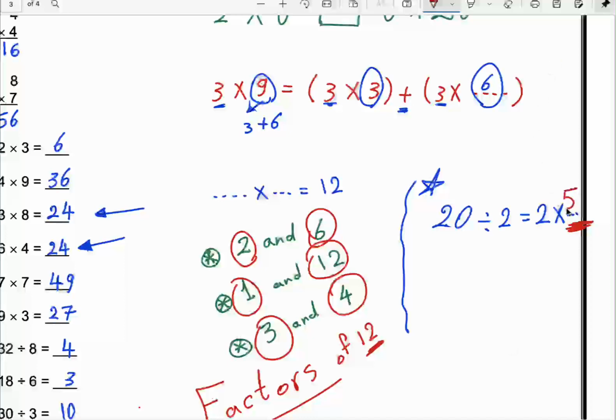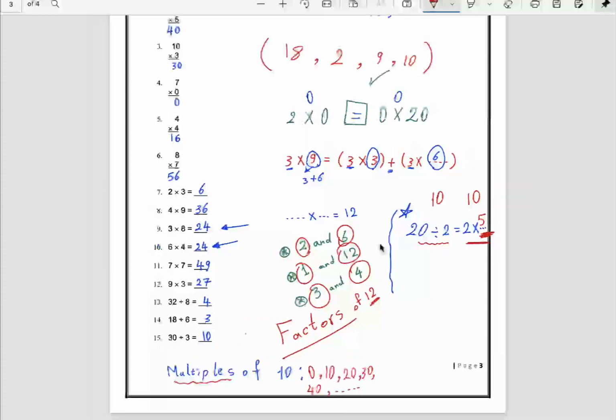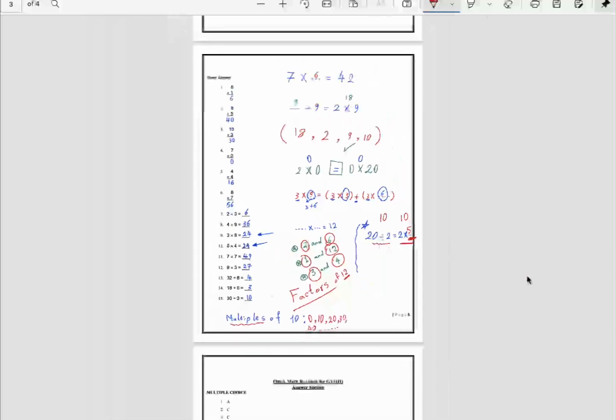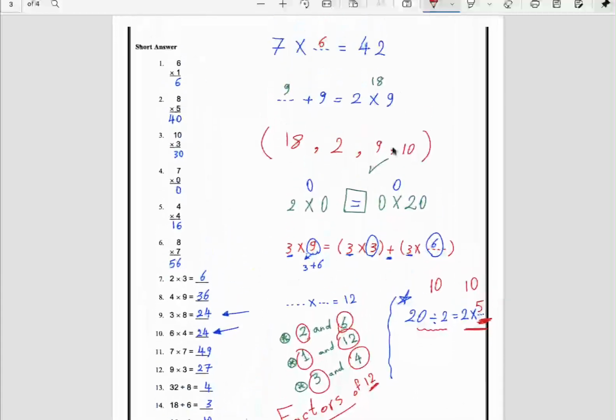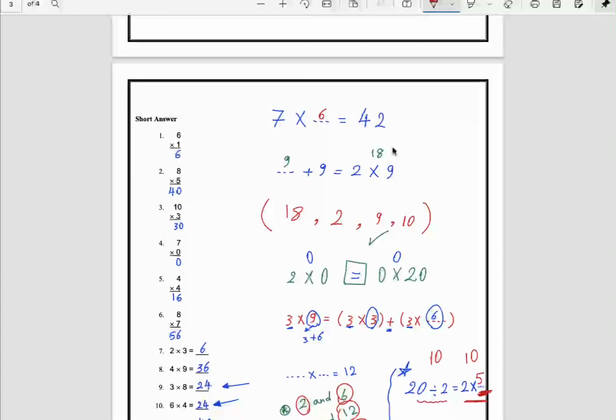Wow. Of course, the answer is 5, because 20 divided by 2 equals 10. So 2 multiplied by 5 equals 10. Yes, okay, Ibrahim, I hear you. Thank you, Ibrahim, and thank you, Aisa. Thank you, everyone. This is the end of our session for today. Don't be late for the exam tomorrow. Have a nice time. And goodbye.